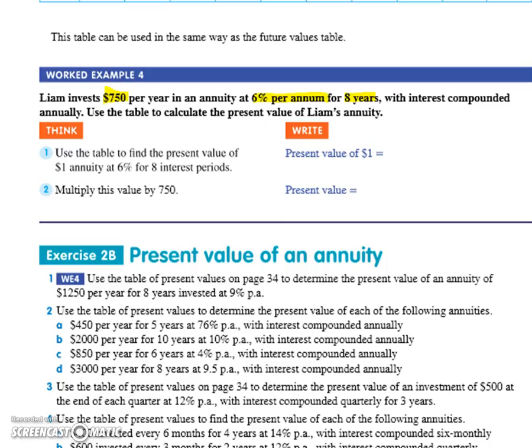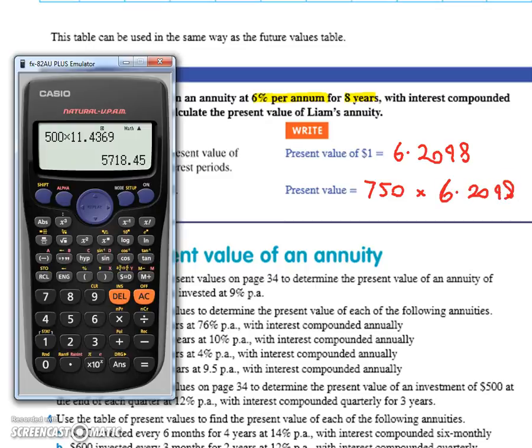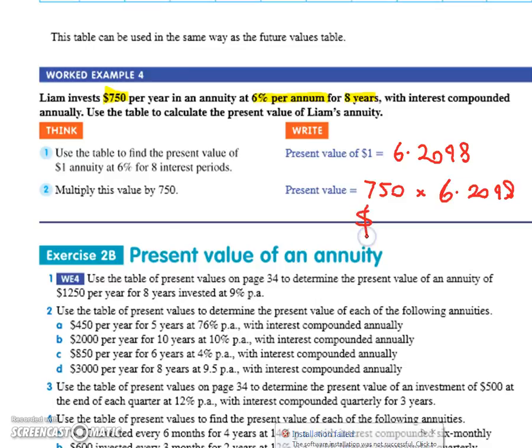So we go back here and we've got 6.2098, and we're going to multiply this by the 750. That will give him 4657.35. That's the amount he would have to invest today and not have to put in $750 per year. Okay? Hopefully that made a bit of sense.